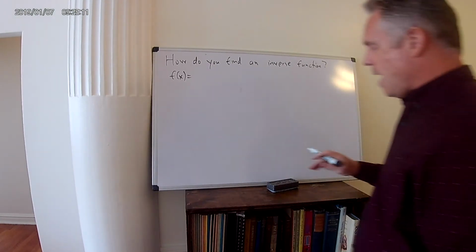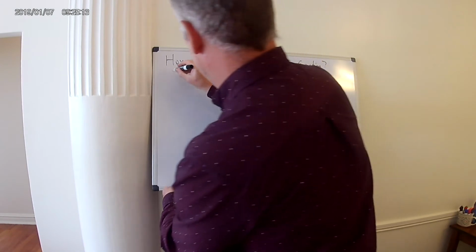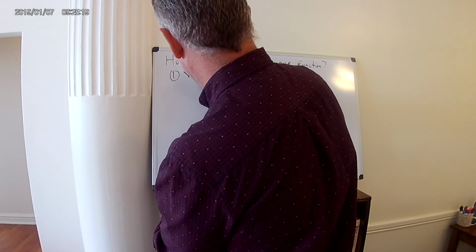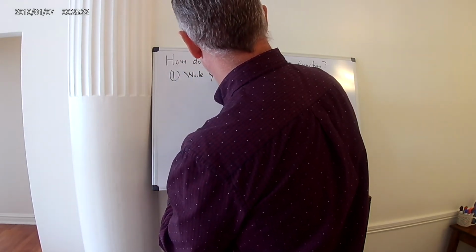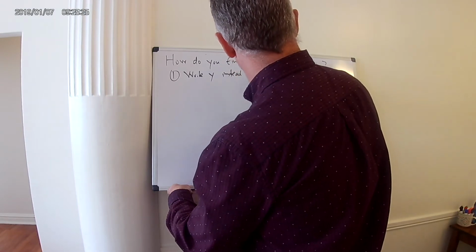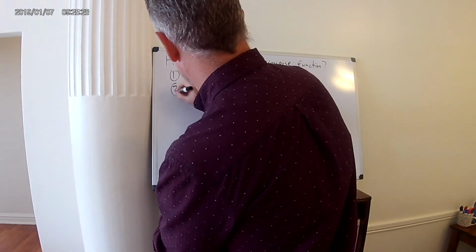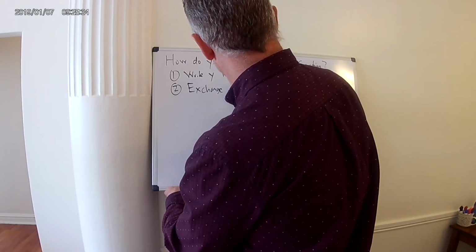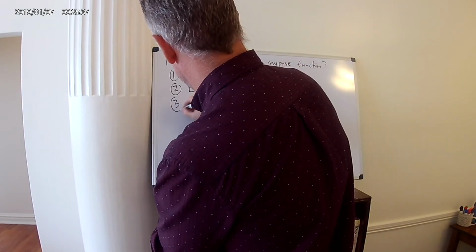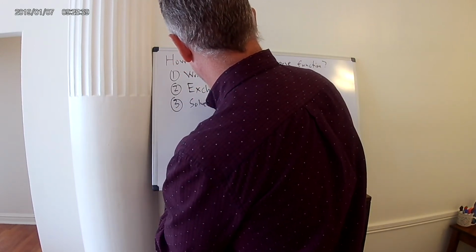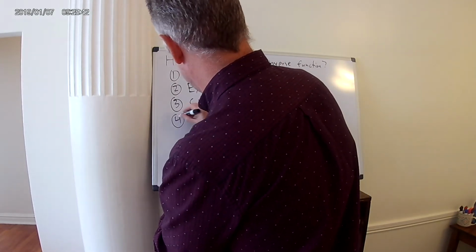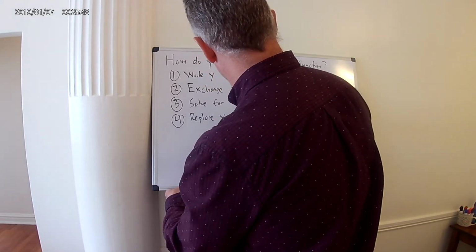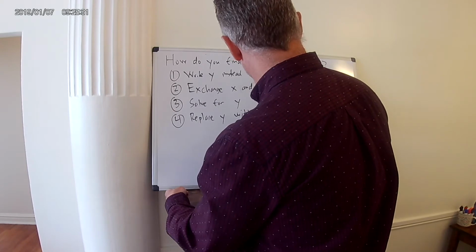Let me give you guys some steps. Here are the steps. Write y instead of f of x. That's step 1. Step 2 is exchange x and y. Step 3 is solve for y. Step 4 is replace y with f inverse of x. Okay?